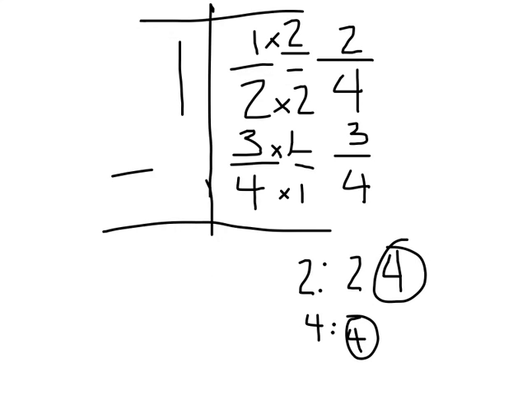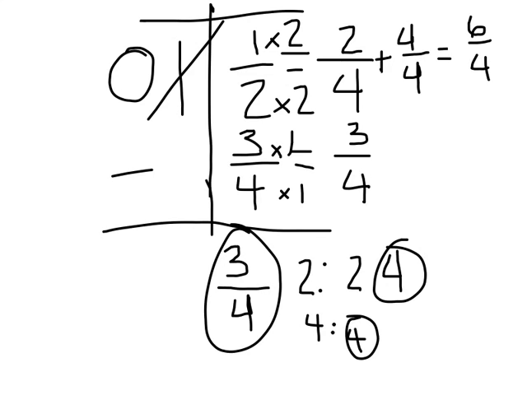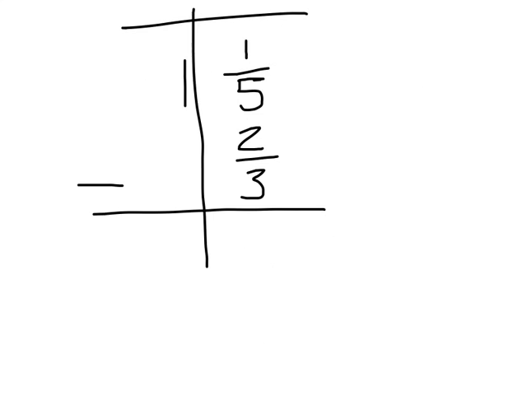But can I subtract 2/4 minus 3/4? No, I can't. So I need to borrow just like last week. I take my 1 away, and now I've got no holes, and I need to add plus 4 over 4 on this side. That gives me 6/4. Now I can subtract 6/4 minus 3/4 equals 3/4. So again, I'm following the exact same steps I did last week, but this time I need to make sure I have a common denominator first.